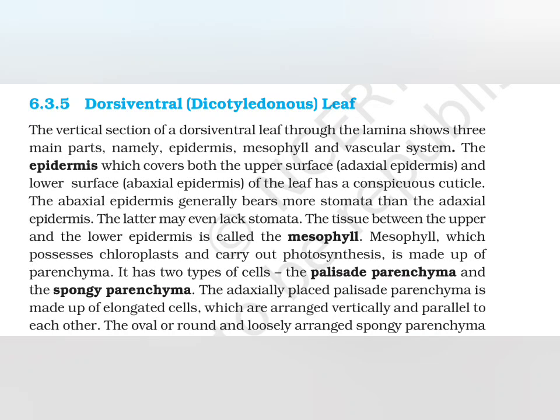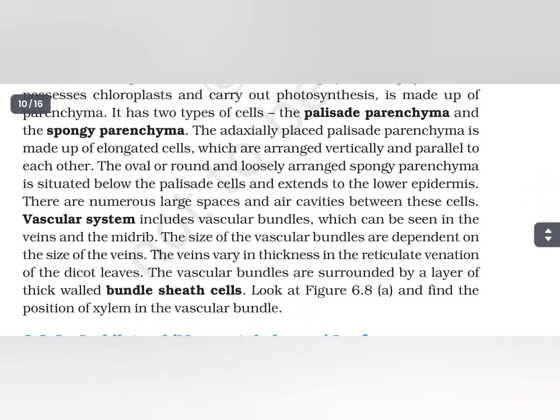The tissue between the upper and the lower epidermis is called mesophyll. Mesophyll, which possesses chloroplasts and carries out photosynthesis, is made up of parenchyma. It has 2 types of cells, the palisade parenchyma and the spongy parenchyma. The adaxially placed palisade parenchyma is made up of elongated cells which are arranged vertically and parallel to each other. The oval or round and loosely arranged spongy parenchyma is situated below the palisade cells and extends to the lower epidermis. There are numerous large spaces and air cavities between these cells.